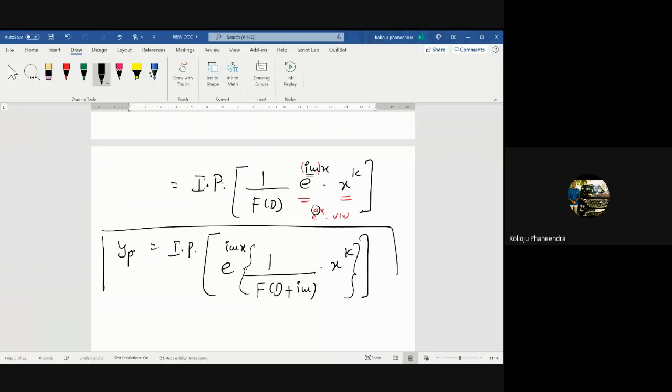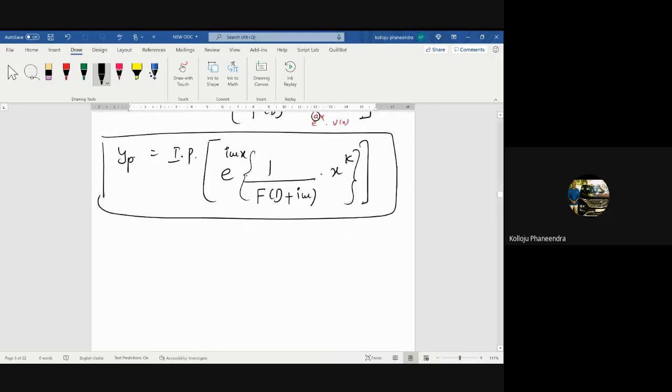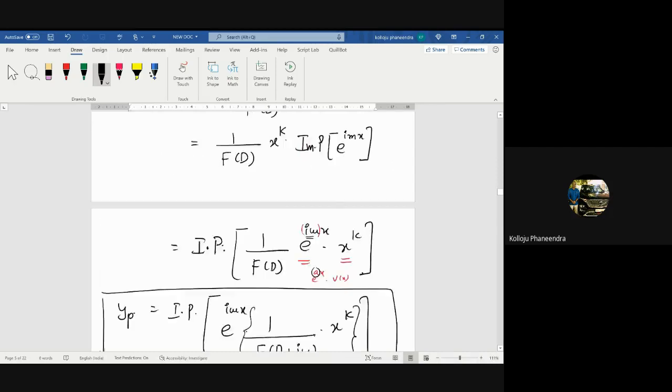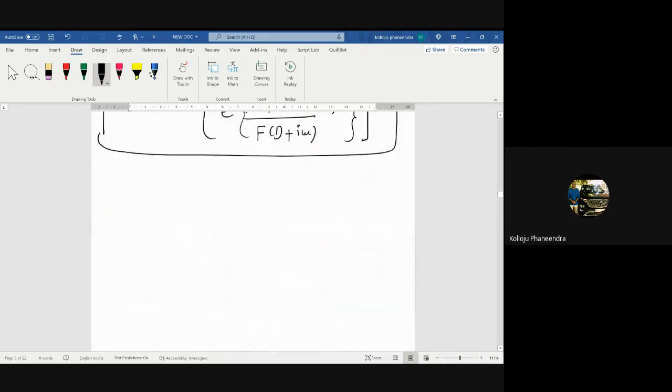This is yp. No need to remember this formula. The process is important. We have to apply the process. That is important. Whatever points I stress, remember those points. Another one. What is that? If it is cosine, case 6.